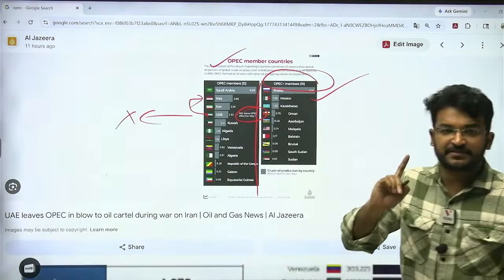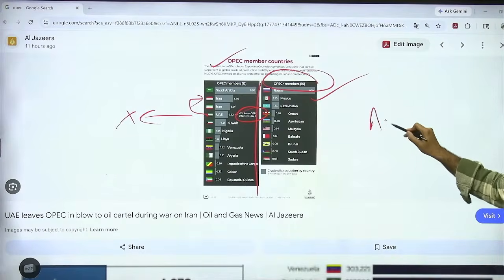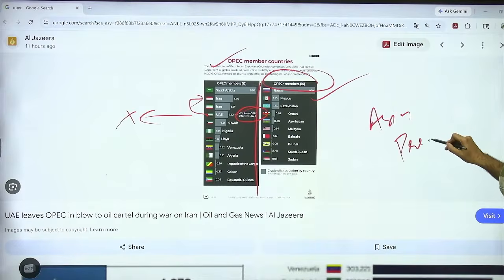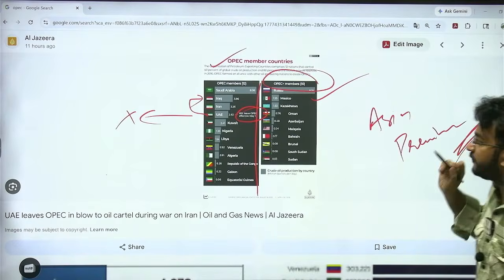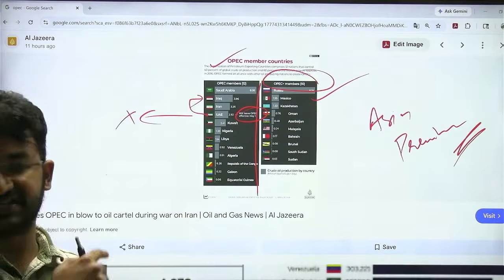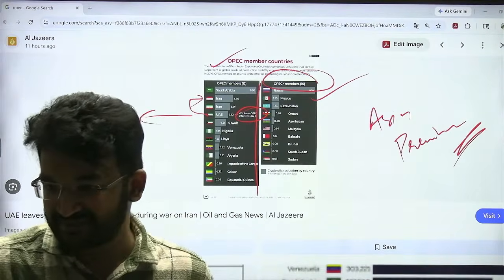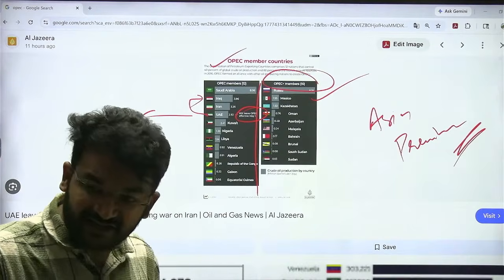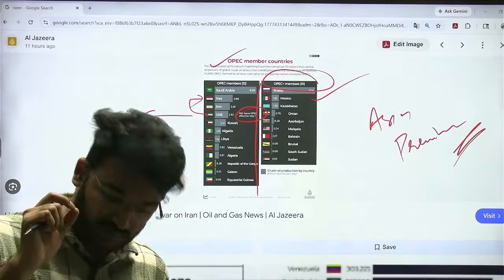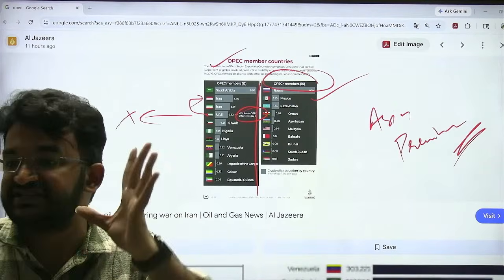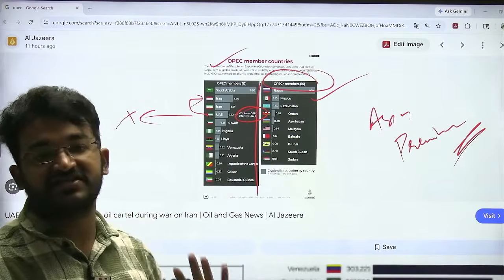Now one more concept in the examination related to this is called Asian premium. This is not mentioned in the article anyway. What is this Asian premium? The problem with respect to OPEC and OPEC countries is that India questions this Asian premium. What is this Asian premium? India questions that these countries, while exporting oil to Asian countries, put an additional duty. That is called Asian premium.